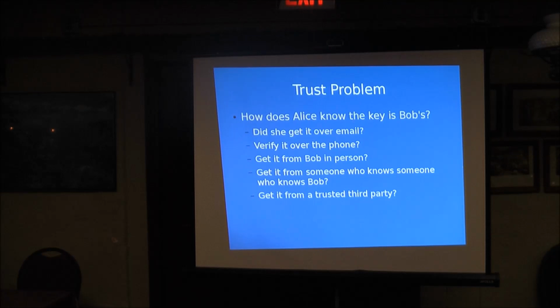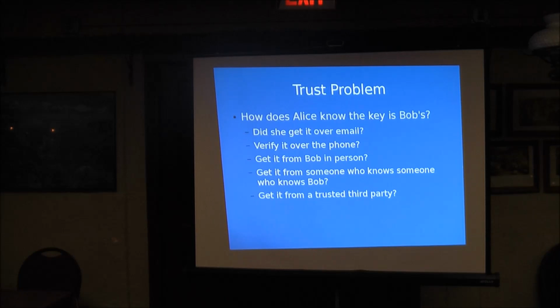The one big problem with RSA is you've got these public and private keys. Anybody can just shove a public key out there. How do you know that key actually belongs to Bob or Alice or whoever else you want to communicate with? So how did Alice get this key in the first place? Did she get it over email? How does she know that email actually came from Bob?